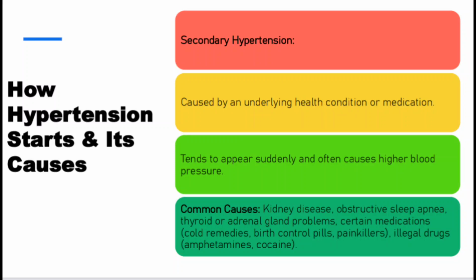How hypertension starts and its causes. In that, secondary hypertension is caused by an underlying health condition or medication. It tends to appear suddenly and often causes high blood pressure. So, secondary high blood pressure is a high blood pressure that's caused by another medical condition. It can be caused by conditions that affect the kidneys, arteries, heart, or endocrine system. Secondary hypertension can also occur during pregnancy.